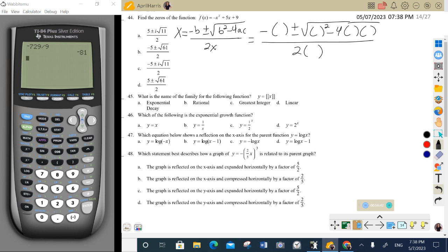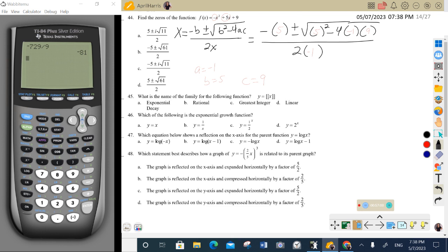Your a is -1. Your b is 5, and your c is 9. So make sure you put the numbers in the right spot. This is supposed to be the negative of b right here, so that's going to be the negative of 5 plus or minus the square root of 5 squared minus 4 times a, which is -1, times c, which is 9, all over 2 times a, -1.